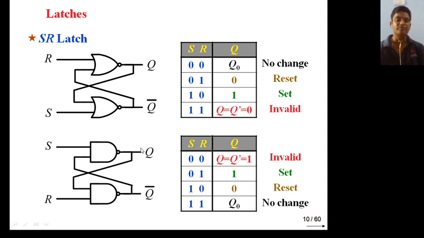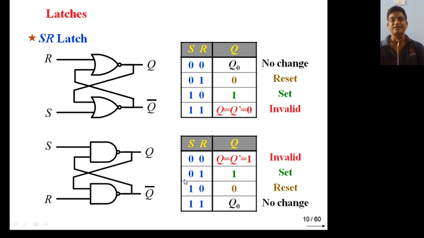What will be the output of this? It will be 1. And what will be the output of this? It will be 1. So both outputs cannot be the same. So this is called an invalid condition, or you can say a forbidden condition, or an indeterminate condition. We get this when S and R are equal to 0.